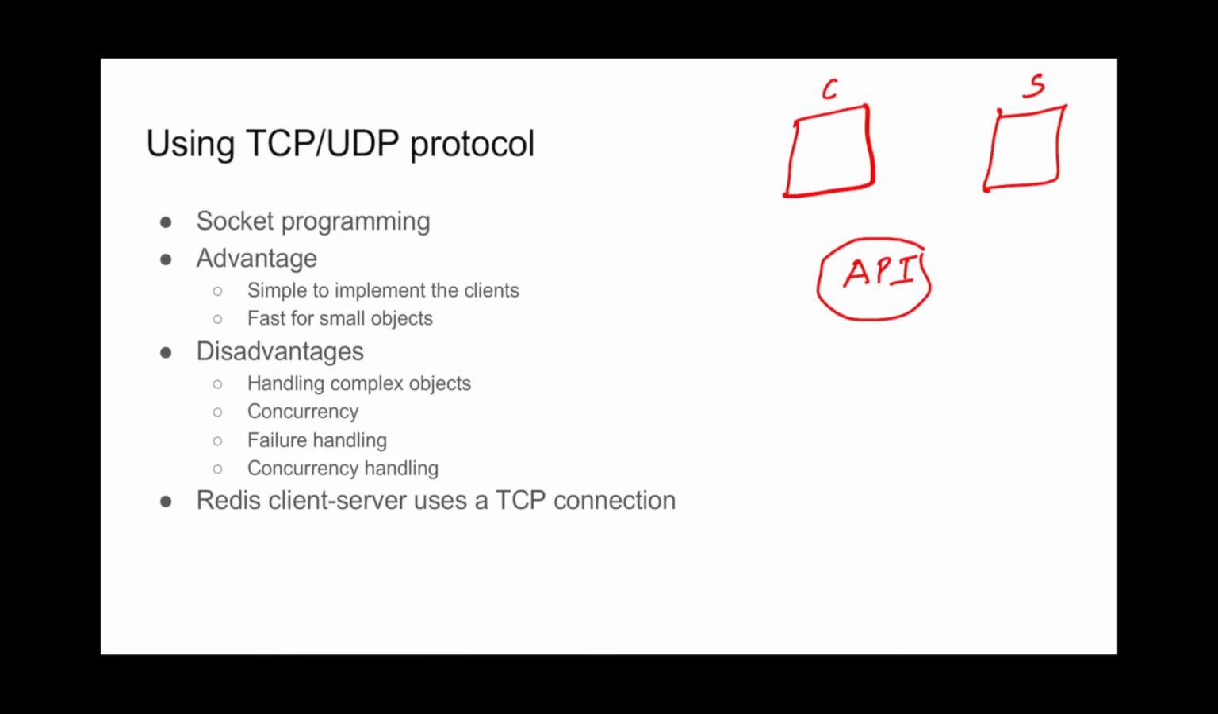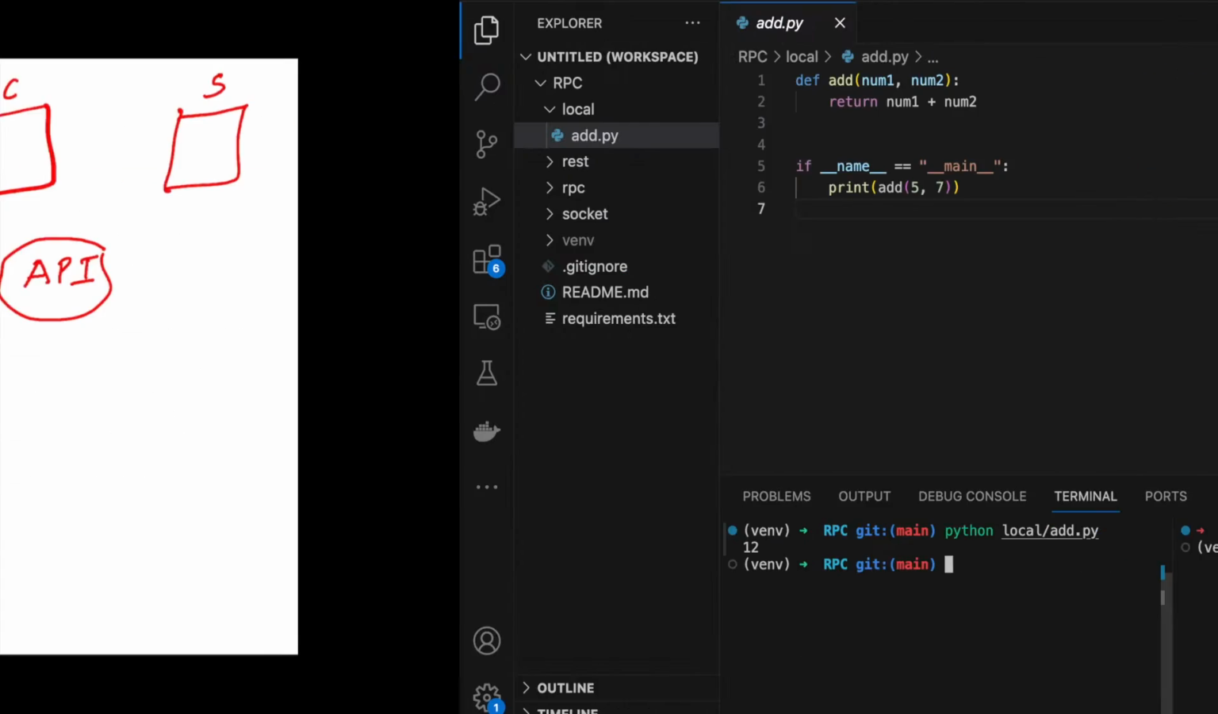First one is using the TCP UDP protocol, or let's say TCP UDP API, for example. And this is a very common thing. Like if you have done networking in your university, you would have done socket programming, where you would have opened a server socket first, and then you would have connected with this server socket using a client, and then exchanged some messages over the network. We can look at the example here.